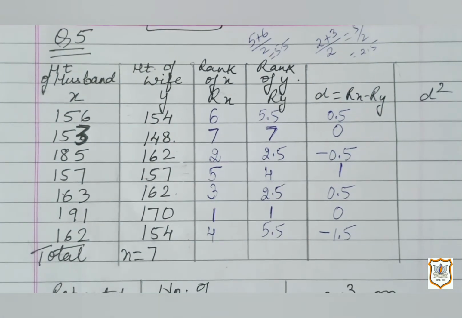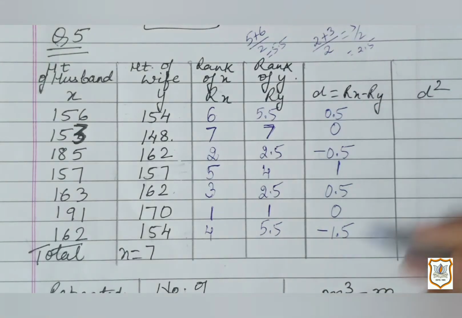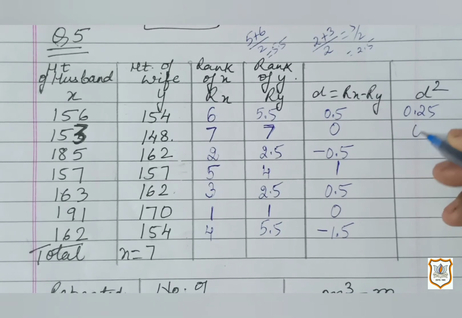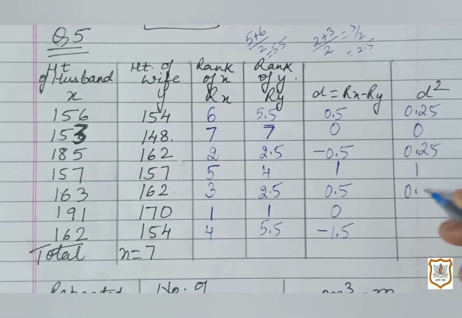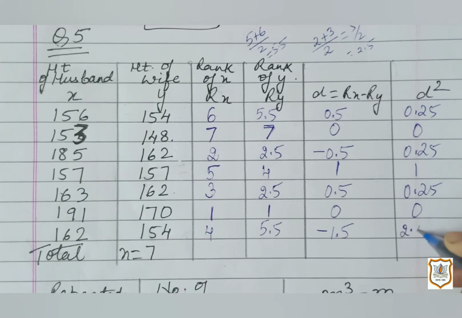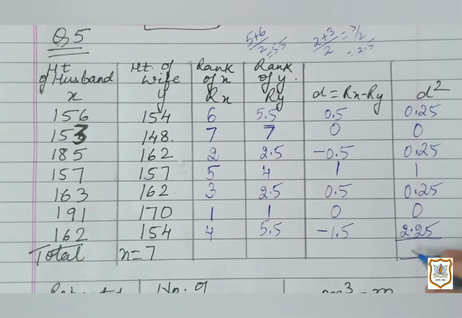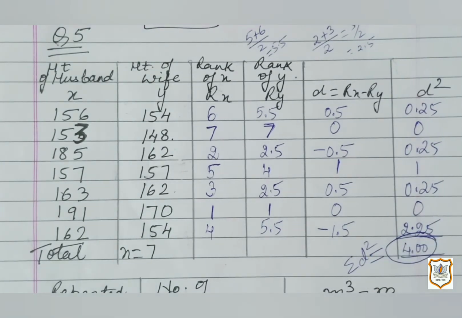Now the next step is find the square of this. So 0.5 square is 0.25. 0 square 0, this is 0.25. 1 square 1, 0.5 square is 0.25. 0 square 0, and minus 1.5 square when you are doing, that is 2.25. This method is same. Now do the total of d square. So when you add these values, this will be 4. So 4 it will be taken as sigma d square.